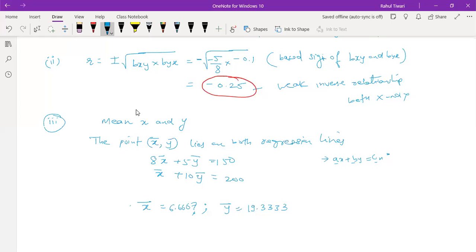Check it out and tell me whether you are comfortable getting the value of x bar, y bar or not. Yes, sir. Everybody got it? Go to the chat box and write Y, and if not, write N. No problem. Let me know how many got this answer using the calculator within 30 seconds. It will take even less than 30 seconds.